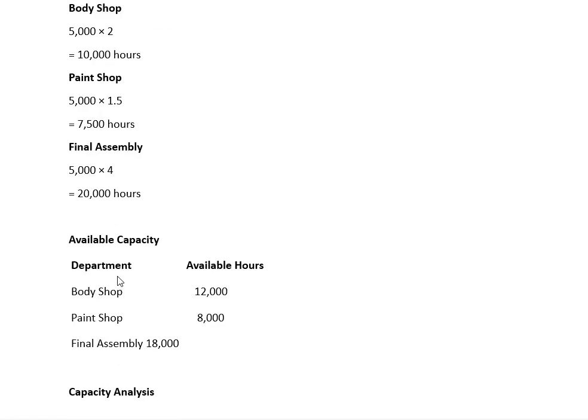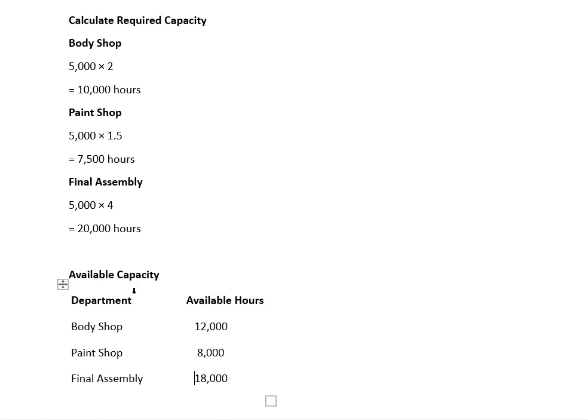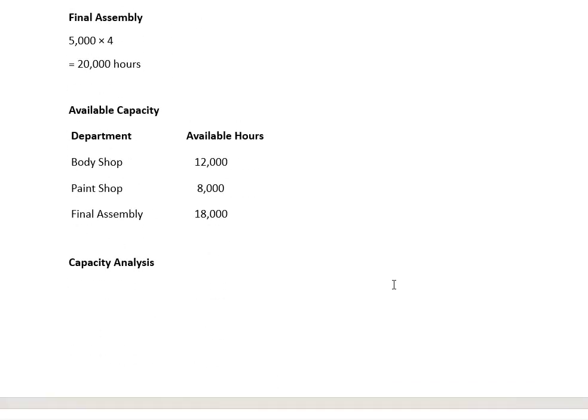Now available capacity for department body shop it is 12,000. For paint shop it is 8,000, and for final assembly it is 18,000. So these are the available hours and these are the calculated required capacity, and this is available capacity.